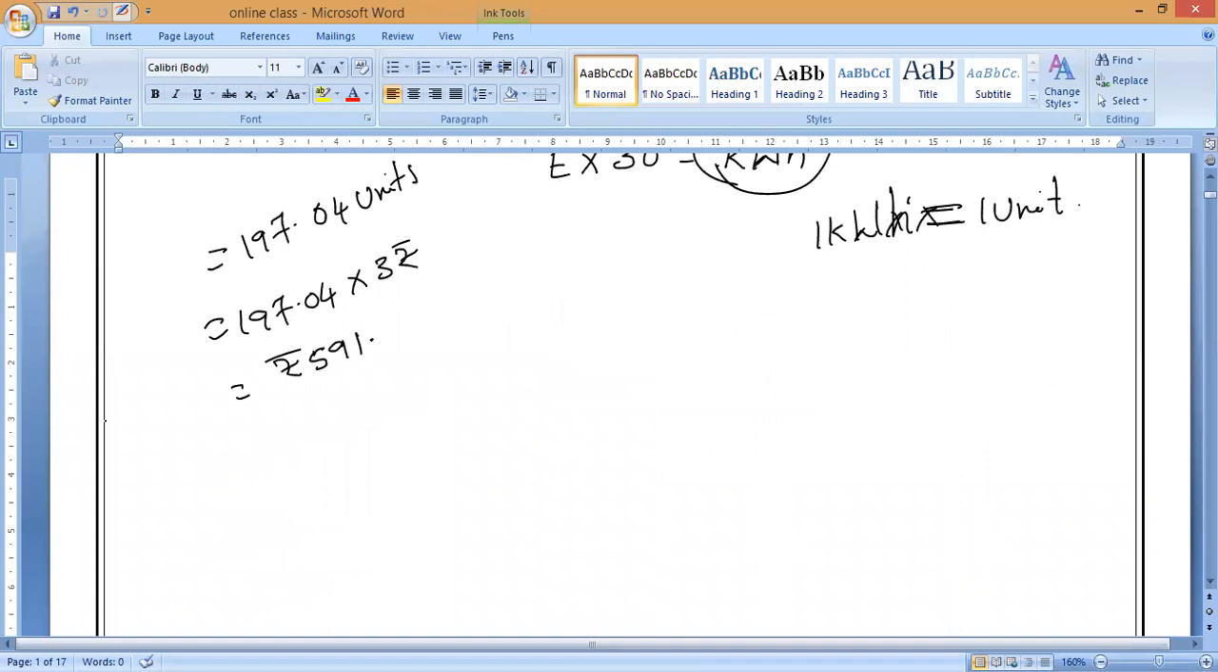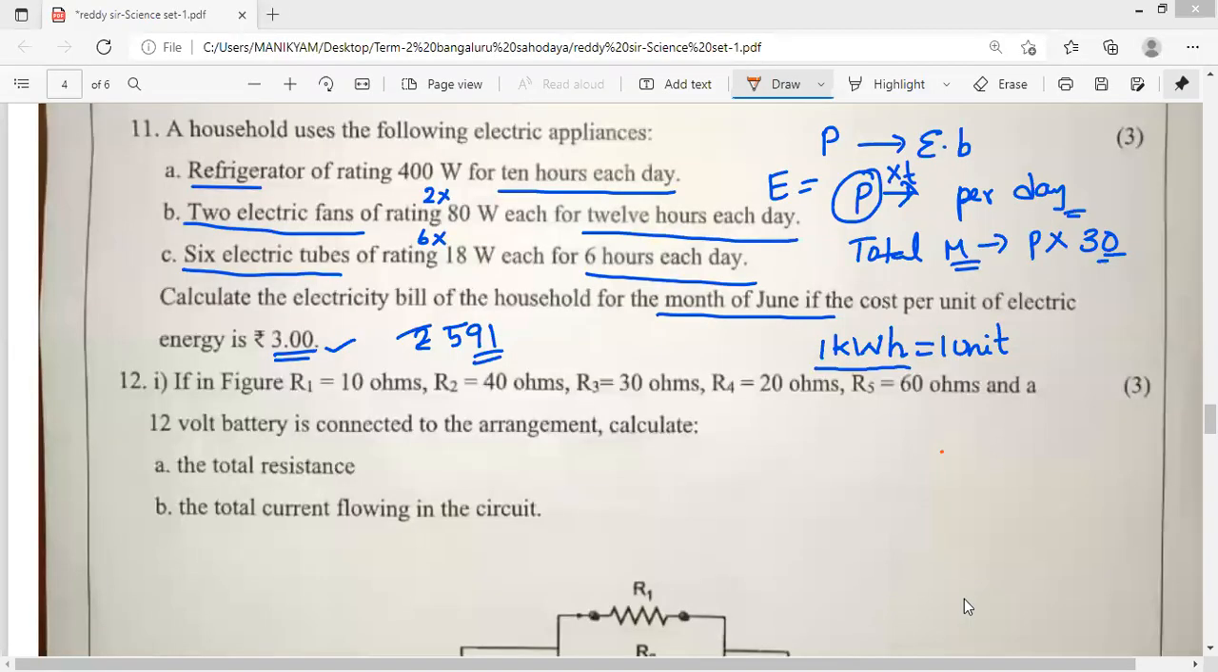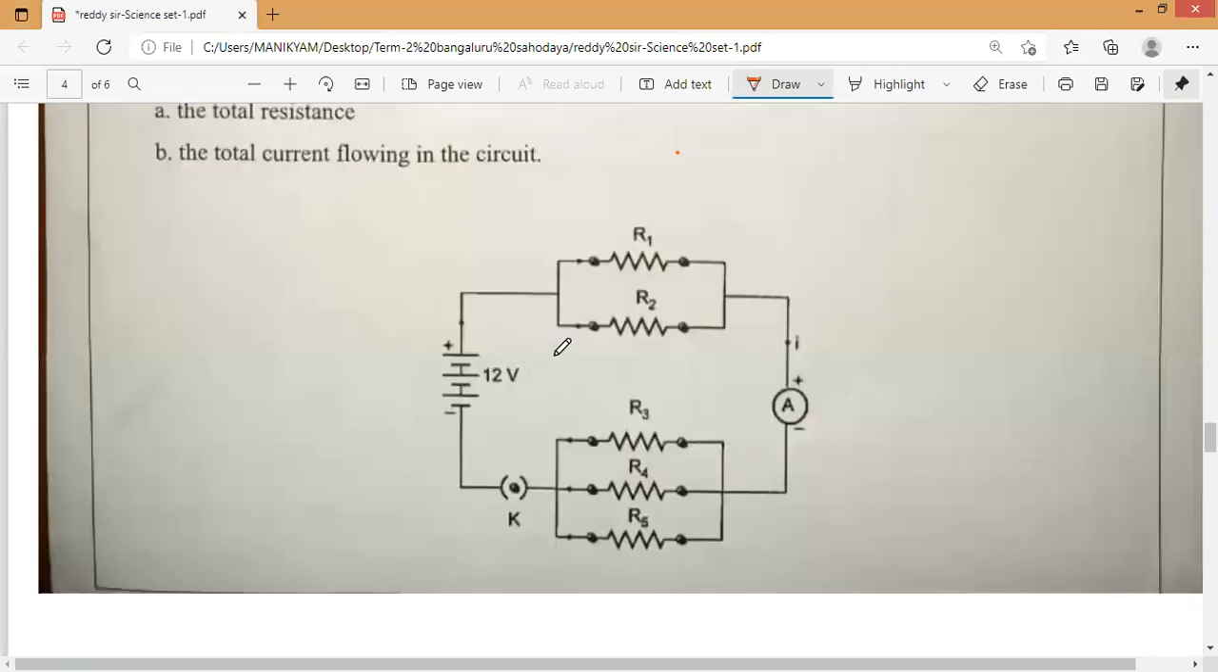Those who have not done it, kindly do it. This type of sum, they will definitely ask one, because it is very, very important. Whenever they ask about an electric bill, kindly convert into kilowatt hours, and later you have to multiply with the rate. That is all. So this is all about the 11th sum. Now going to the next sum, all of you read it, and remember, nothing is going out of our practice. The only thing is we have to concentrate and solve.